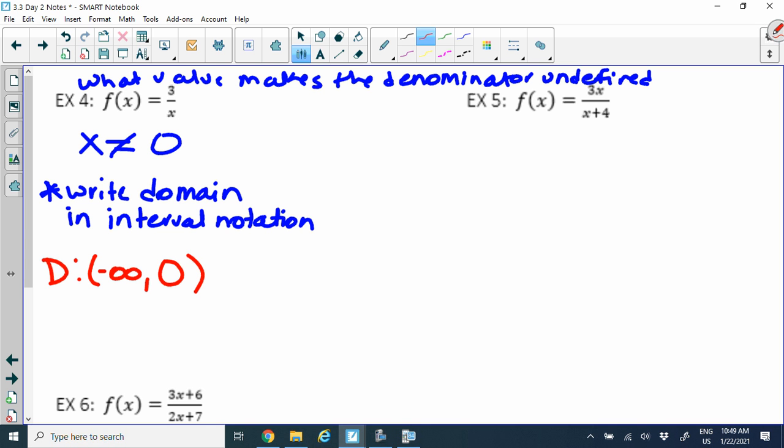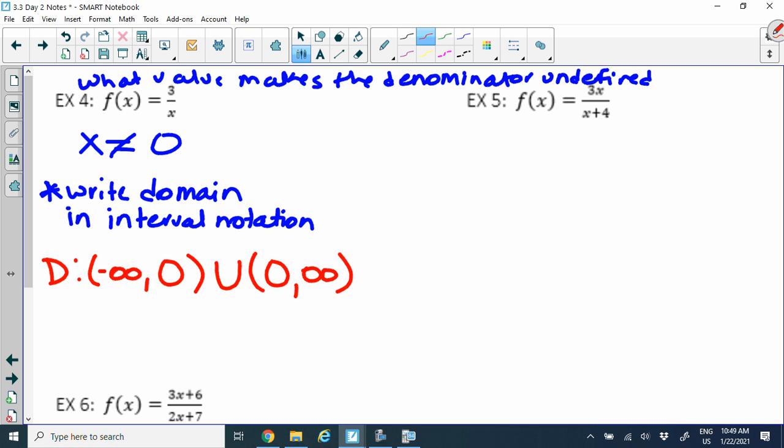Now, let's talk about what are numbers that are bigger than 0. We have to include that. Now, once again, we use parentheses around the 0 because that can't be included in our domain. But to represent all the positive numbers, or all numbers bigger than 0, we go to positive infinity.